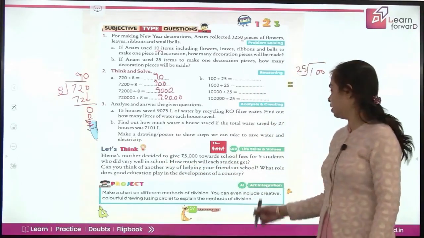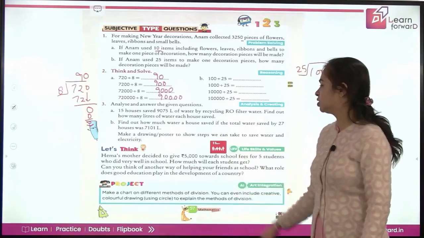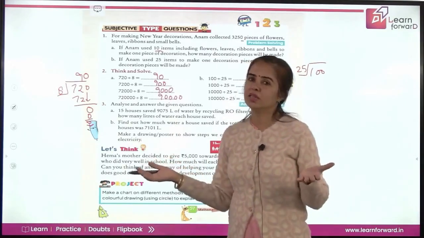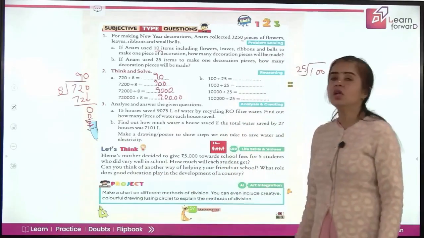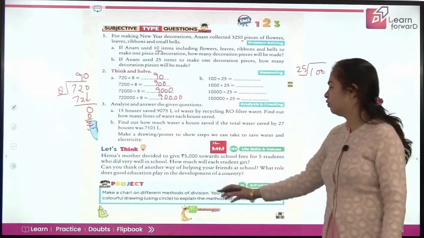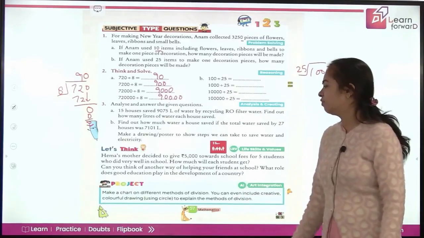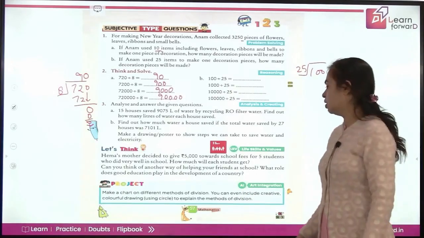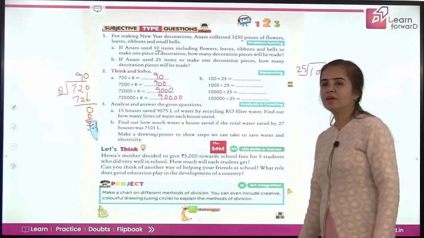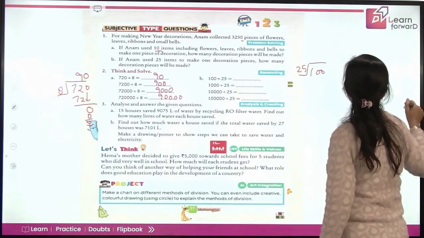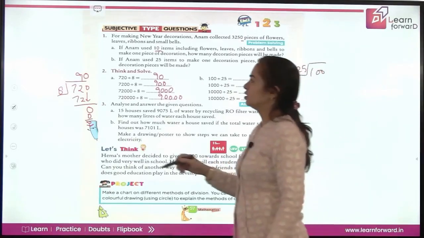Can you think of another way of helping your friends at school? How can you help them? What role does good education play in the development of a country? So discuss this with your teacher in the class. And then you have a project to make a chart on different methods of division we have learned, and you can even include creative colorful drawings using circles to explain the different methods of division we have learned here. You can even introduce the shortcuts there that you have learned, children.